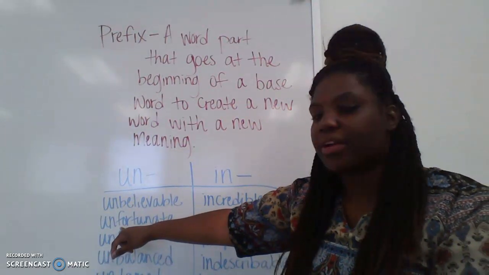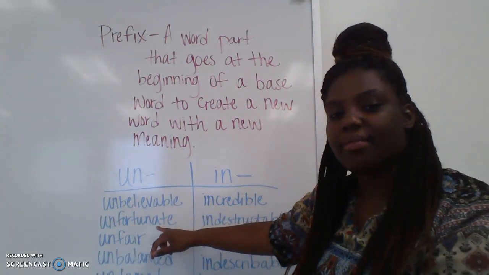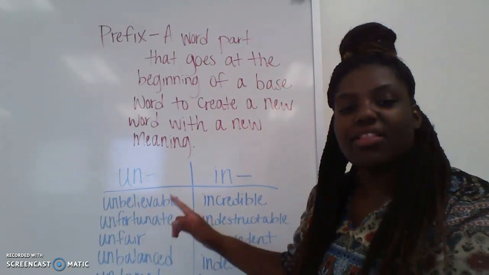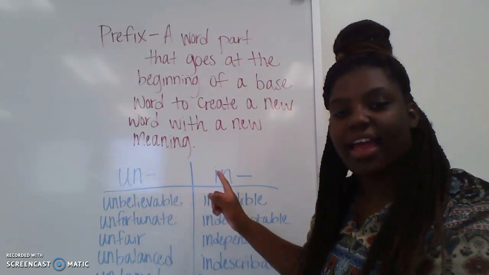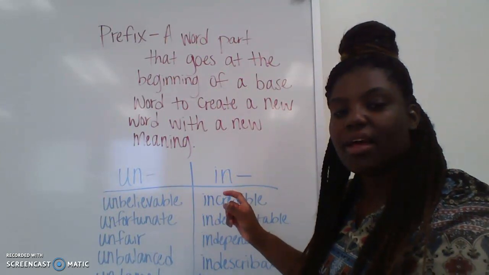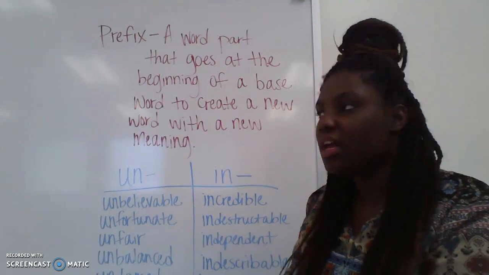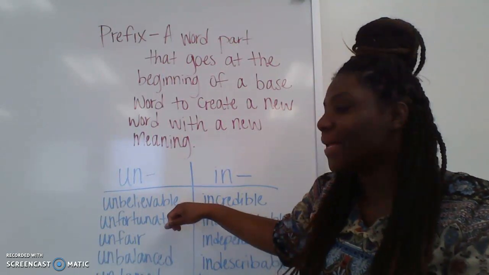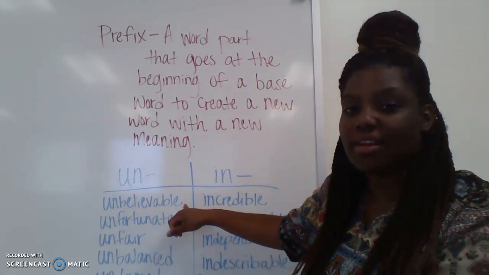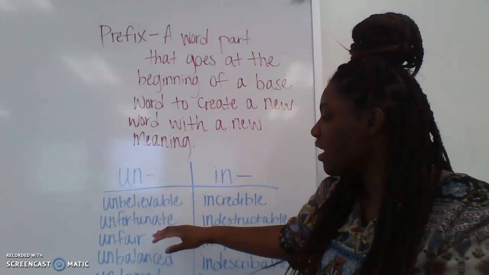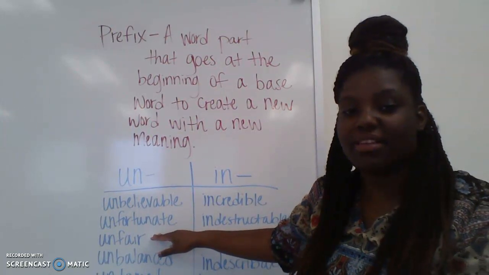Here our base word is the word fortunate because we added the prefix un. Alrighty? The prefix un and the prefix in both mean the same thing. They both mean not. So we have the word unbelievable, which means not believable. Unfortunate, not fortunate. Unfair means it's not fair.